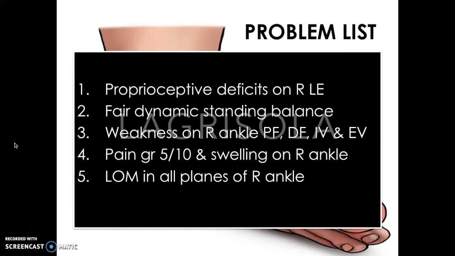So for our problem list, our first problem would be proprioceptive deficits on the right lower extremity, followed by fair dynamic standing balance. Third is weakness on the right ankle as to plantar flexion, dorsiflexion, inversion, and eversion. Fourth is the pain, graded 5 out of 10, and swelling on right ankle. Fifth is LOM in all planes of the right ankle.